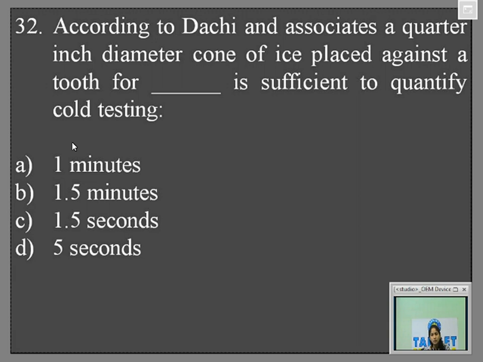Then apart from this, next is endofrost. Endofrost is PBM, that is propane butane mixture. Propane butane mixture, that is your endofrost. That also has a temperature of minus 50 degrees centigrade.